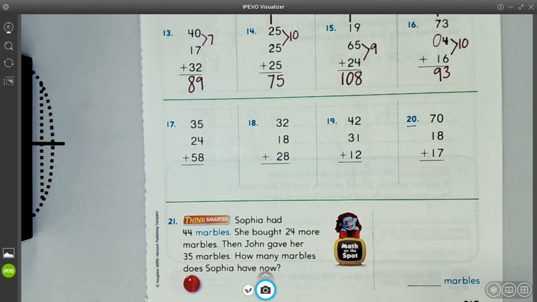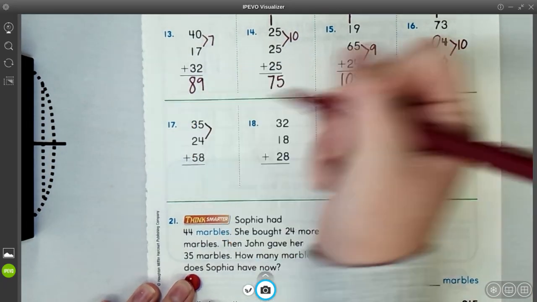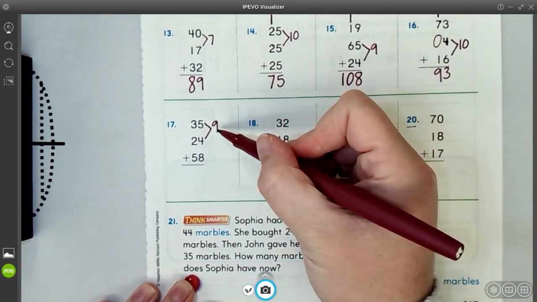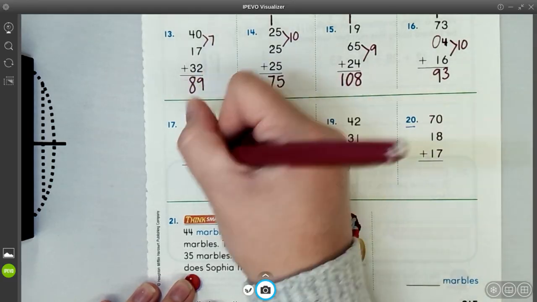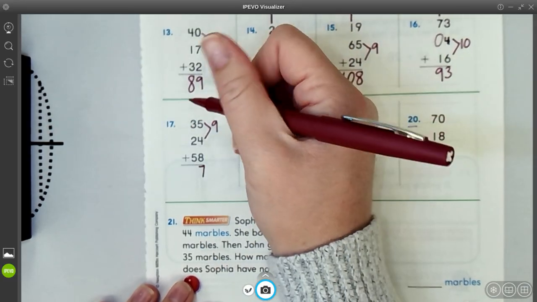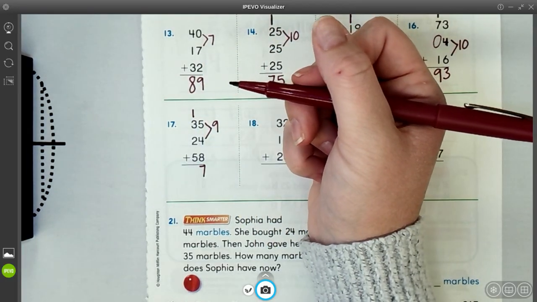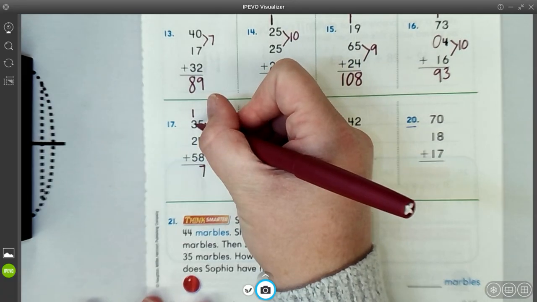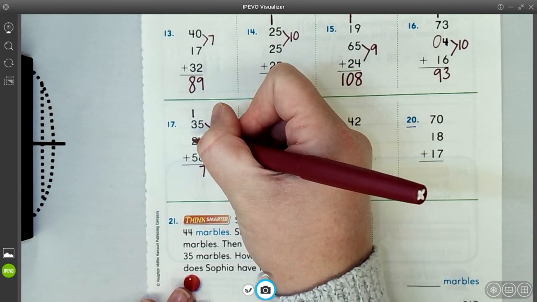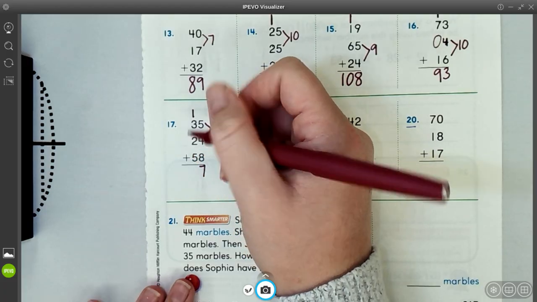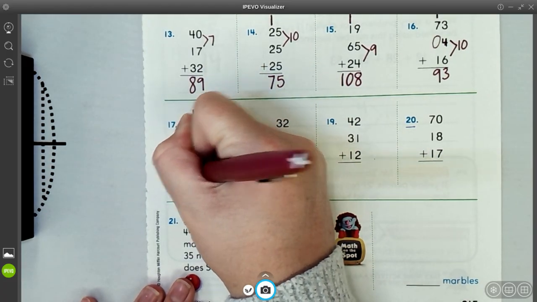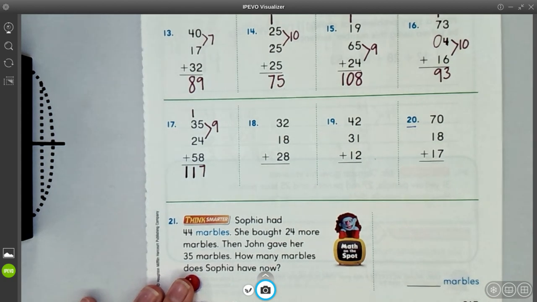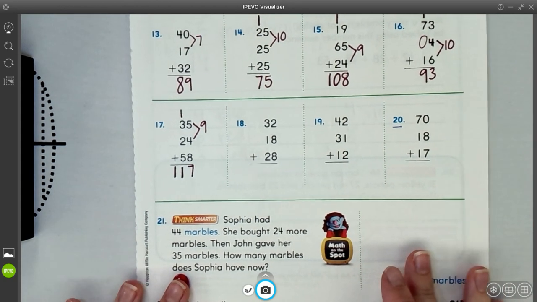Number 17. 35 plus 24 plus 58. I'm going to start by adding 5 plus 4 to get 9. 9 plus 8 is 17. So I have 7 ones and 1 ten to regroup. Now I can add my tens digits. 1 plus 3 equals 4, plus 2 more equals 6, plus 5 equals 11. So that means I have 10 tens and 100 now. So our answer is 117.